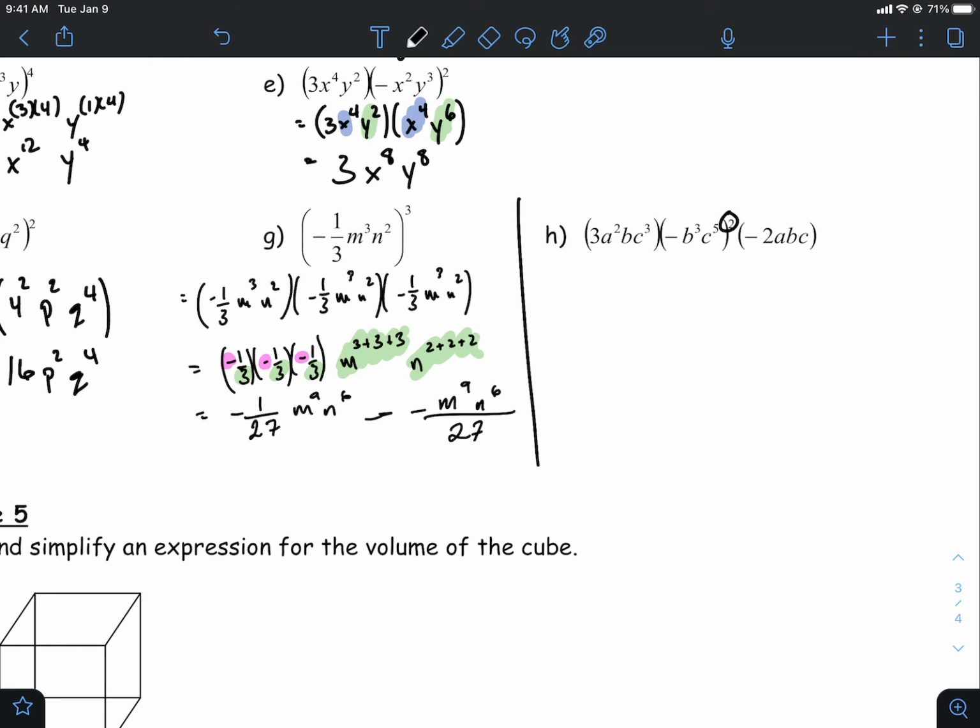Let's deal with this. I think your first move is to get rid of any powers to powers. Okay? So you might need to write a new line. And once you're here, numbers, A's, B's, and C's. Just organize.